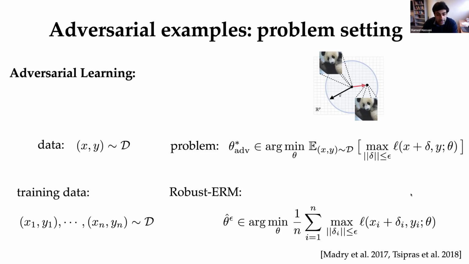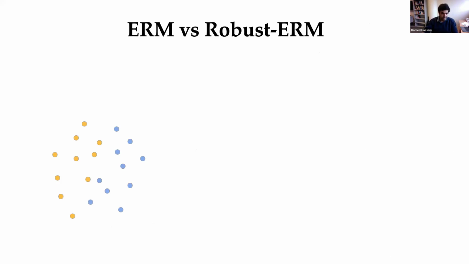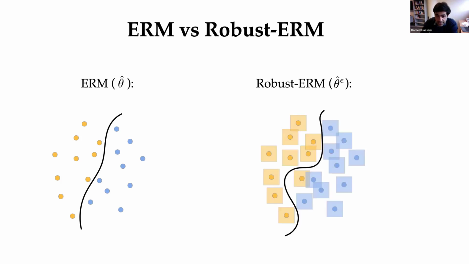If I want to explain these two paradigms, ERM and robust ERM, in one picture, using a simple illustration, it could be as follows. Let's assume that you have a simple binary classification problem. Data points have two classes, either the yellow class or the blue class. ERM essentially finds a boundary that separates these two groups, blue and yellow. That's ERM, theta hat. Now, robust ERM, theta hat epsilon, does the following.